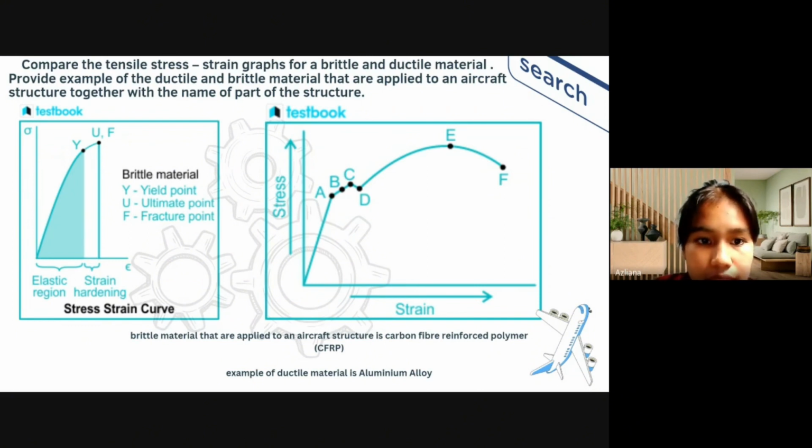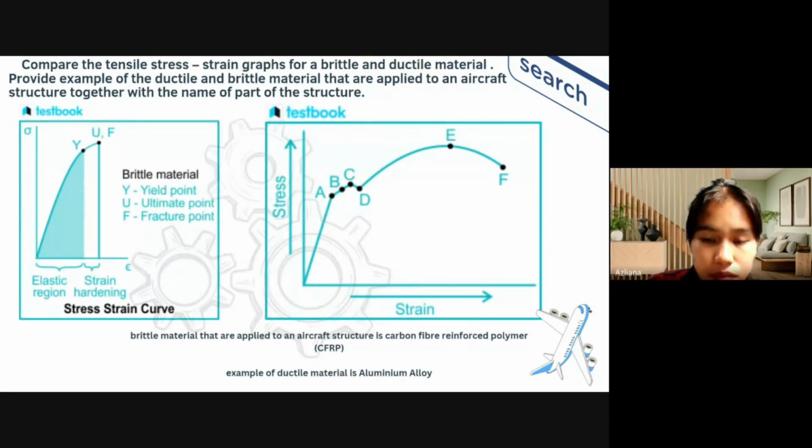Next, an example of a ductile material is aluminium alloy, and the part of the aircraft structure that uses aluminium alloy is the wing. This is because aluminium alloys such as 2024 or 7075 are commonly used in the construction of aircraft wings. The ductility of these materials allows the wings to undergo deformation without immediate failure, which is crucial for the flexibility and safety of the structures.